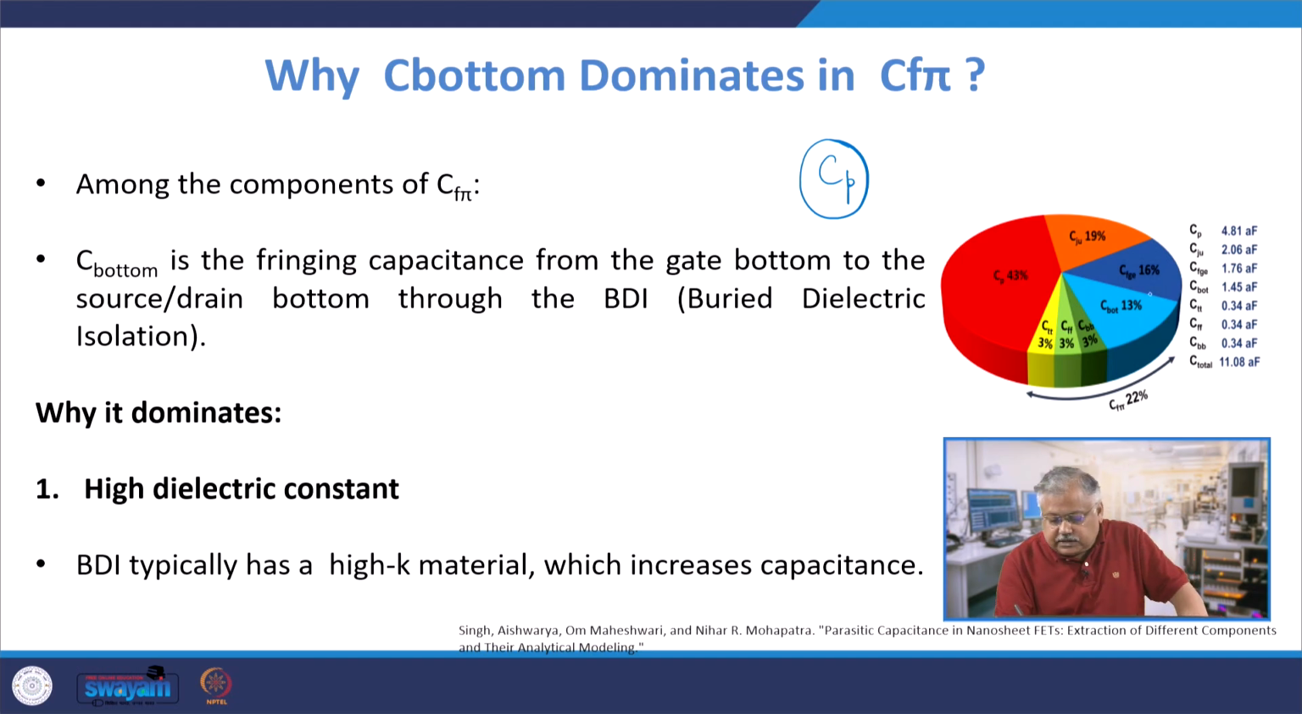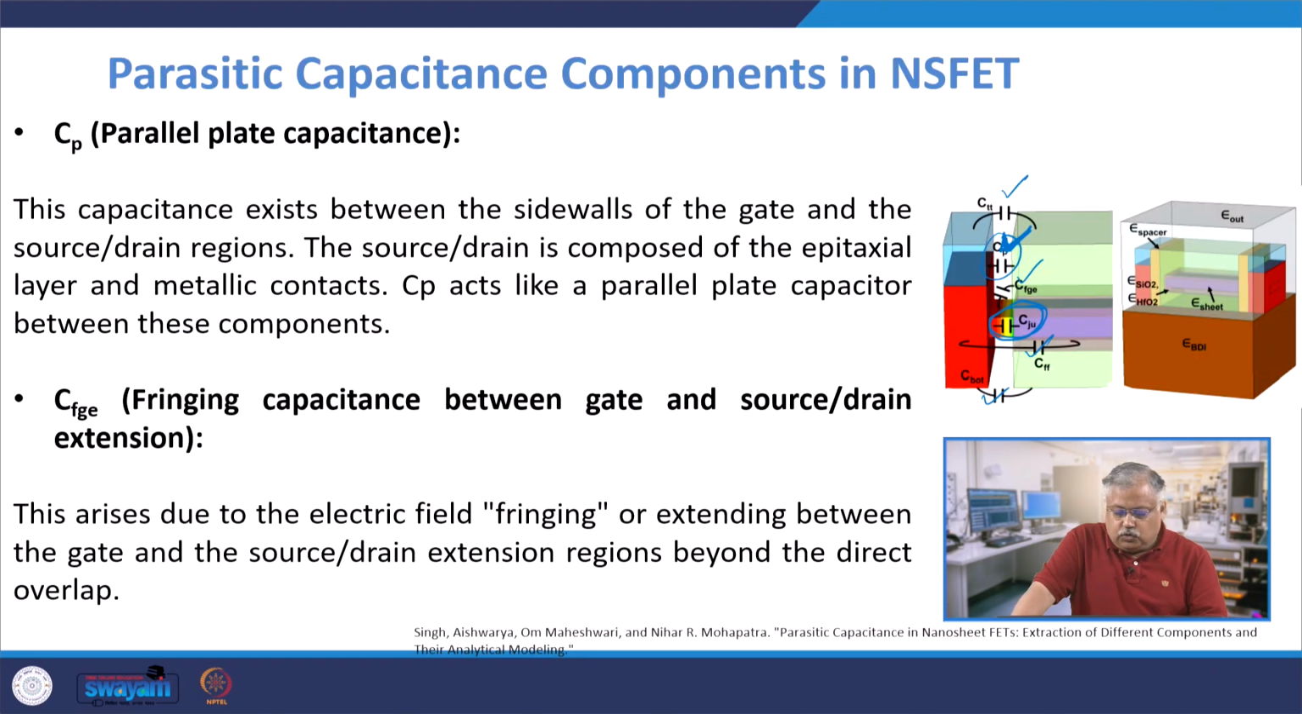So C bottom is approximately 13% of the total capacitance value, and others are just 3% or 5% and so on. The maximum contribution is of course from the parallel plate capacitor, which is approximately 45%. Now C bottom is this one, the bottom one. So let me just show you why the bottom one is there.